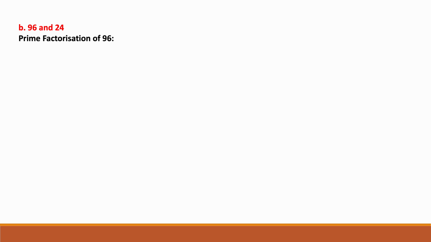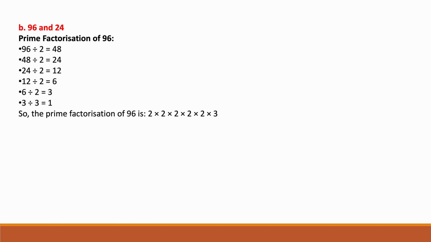Next one is 96 and 24. Prime factorization of 96. How to find? 96 by 2 is 48. 48 by 2 is 24. 24 by 2 is 12. 12 by 2 is 6. 6 by 2 is 3. 3 by 3 is 1. So the prime factorization of 96 is 2 into 2 into 2 into 2 into 2 into 3.